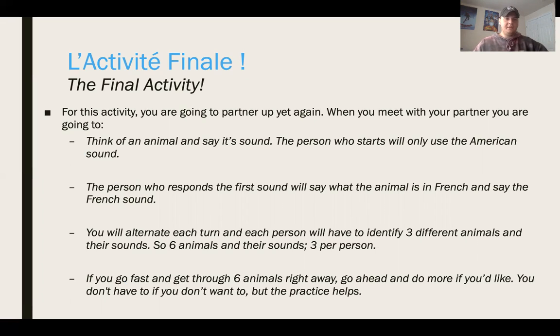And then you're going to alternate between each person. One person starts with the sound, and the next person, your partner, responds with the French word of the animal. Then you switch, and the person who responded with the French name for the animal will now make the American sound, and the other person will say the animal's name in French. You're going to do this with 3 animals per person, a total of 6 animals. You should go through this pretty quick once you get the rhythm of it down. If you want to do more, go ahead and do more. Or if you just want to do 6 animals total, go ahead.